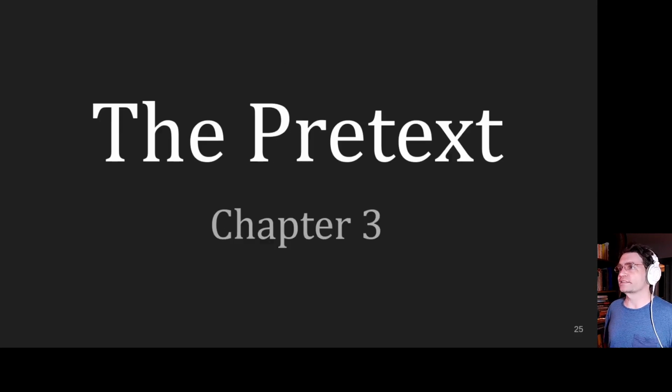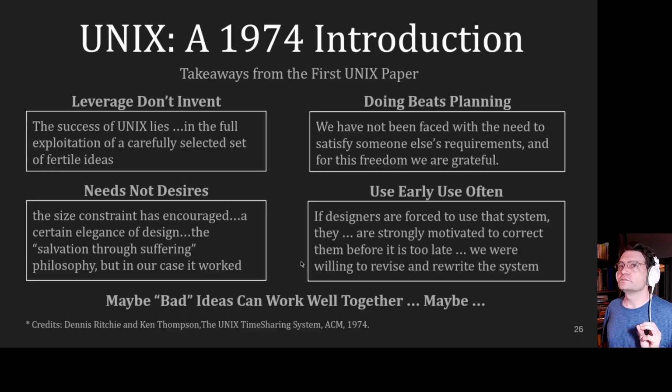So anyway, the pretext. Unix's first paper came out in 1974, and I want to have some takeaways here that are also going to be relevant in our discussion on Linux. These are quotes from the paper: leverage, don't invent; doing beats planning; you should address needs, not desires; and you should use early and use often, also called dogfooding. Each one of these things I can criticize as maybe bad engineering practices, but that's not the point. Maybe all of these work well together, and there might be some kind of what middle management loves to call synergy about this, so we'll get into that.